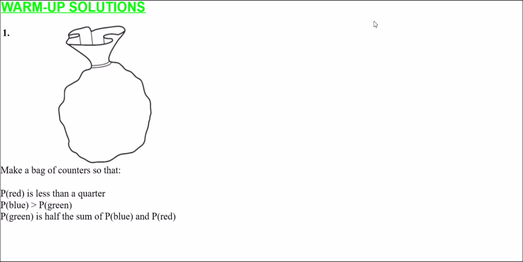So warm-up question 1, we've got a bag of counters to make. We need to make this bag of counters so that the probability of red is less than a quarter, the probability of blue is greater than the probability of green, and also the probability of green is half of the sum of blue and red combined. So this is one where there are a few different ways you might be able to do it. I'm just going to show you one way, and I hope you've had a long, good hard think about how to do it. So first thing we need is some counters.